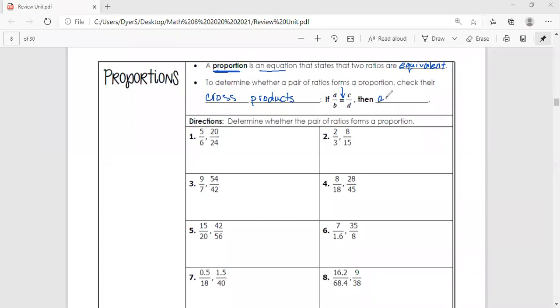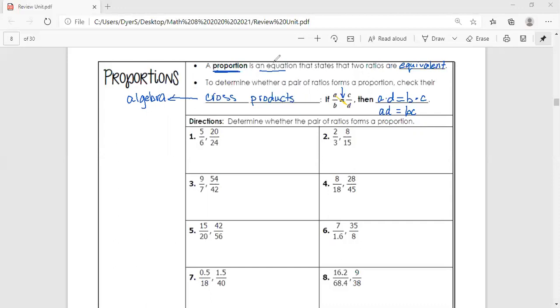Then A times D, you see that's our cross products right here, A times D is going to equal B times C. So in algebra, we would just write it AD, we don't need to write that multiplication symbol, equals BC. So our cross products, that is bringing in the algebra portion of solving, checking for proportionality.